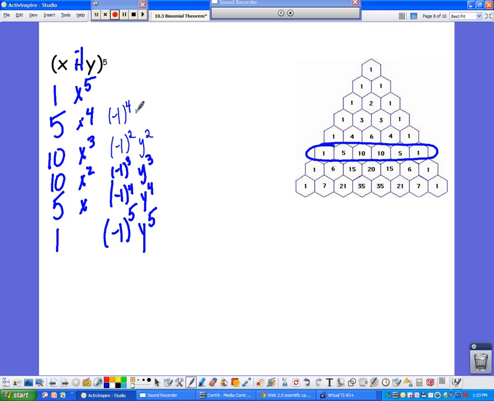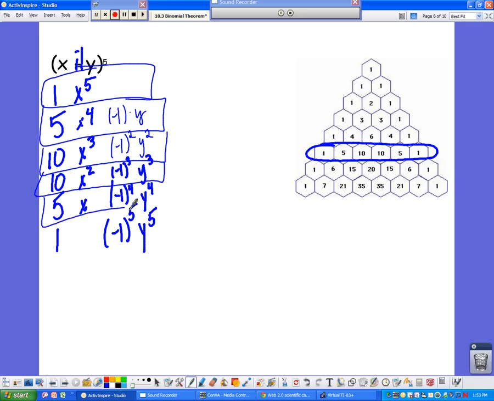Oops, negative 1. Sorry, we're going the wrong way. 5, 4, 3, 2. So just negative 1 and y. So these go together. These go together. These go together. These go together. And those go together. So I get x to the fifth.